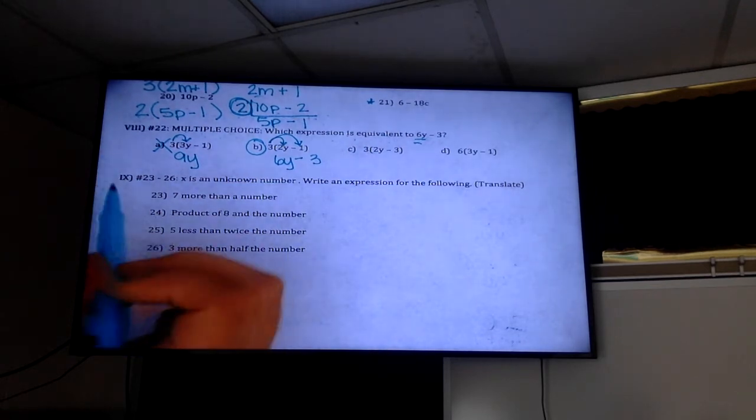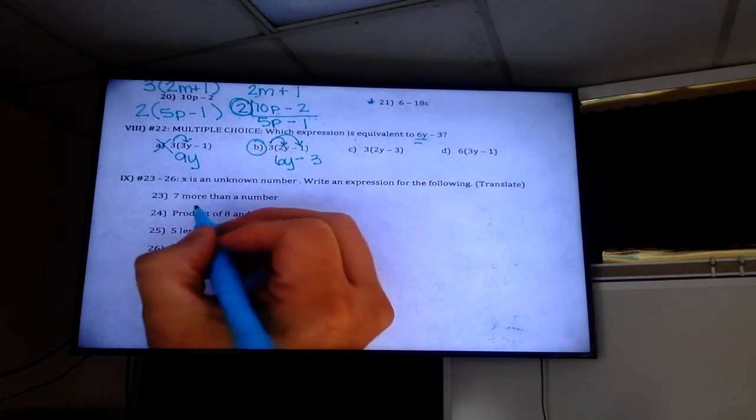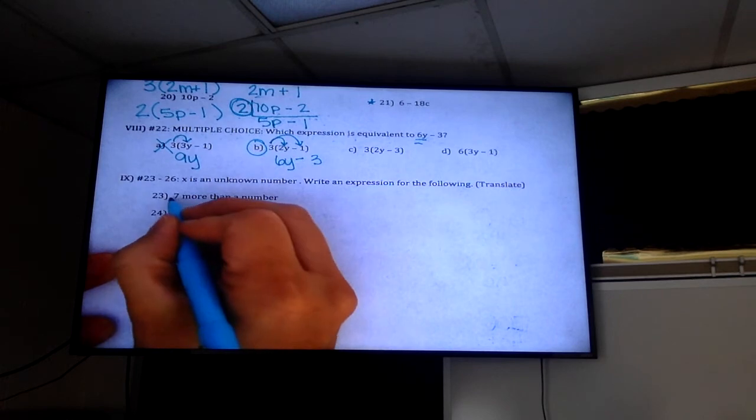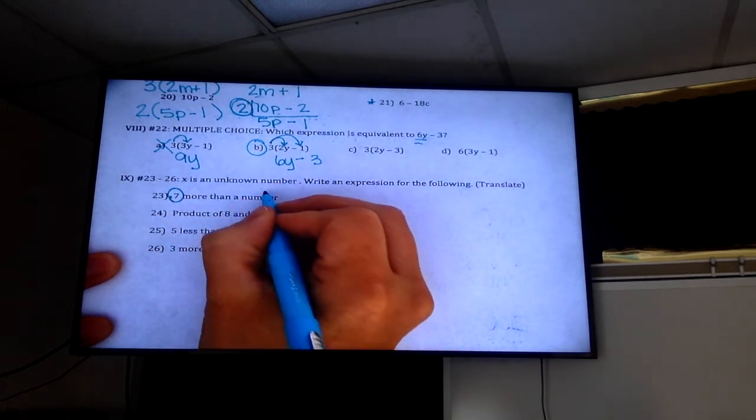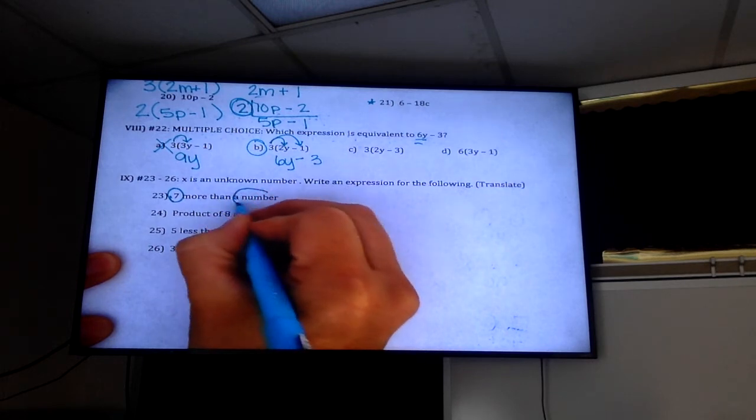Okay, it says 7 more than a number. So I always circle my important either numbers or variables. So it says 7 more than a number.